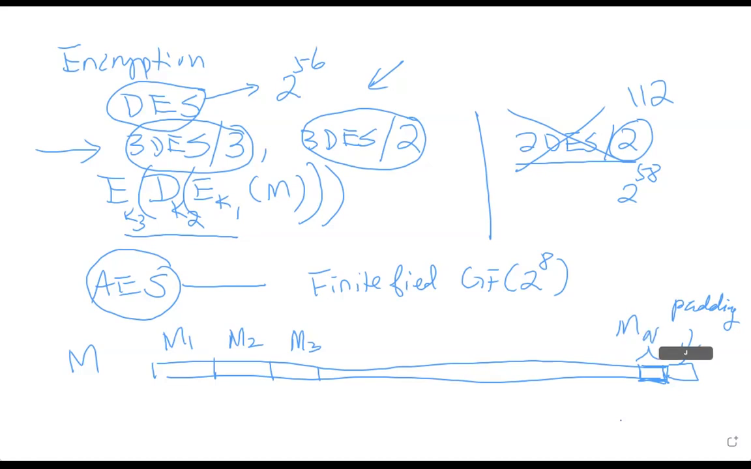Then the next issue is, do we apply the encryption algorithm on each block independently? Or how do we do it? Even for this simple thing, how do we make this encryption applied to these blocks more secure? That is the topic of modes of operations.